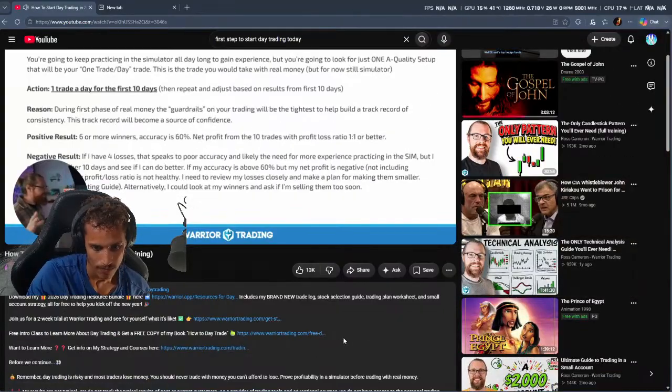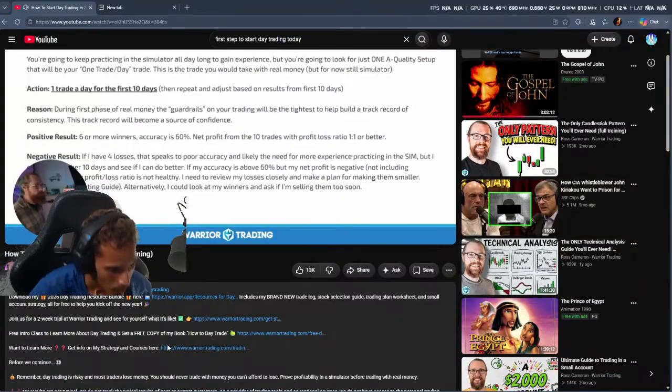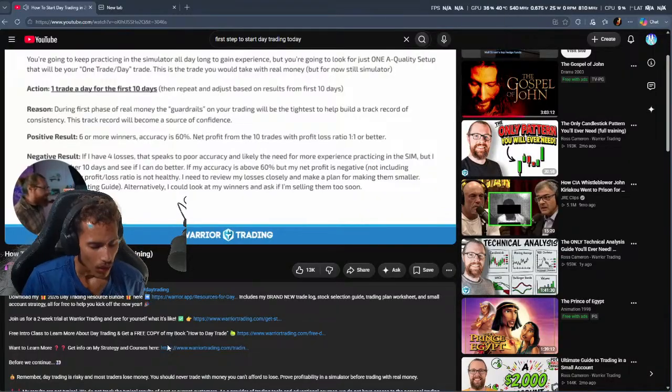Now, the idea here is that by taking just one trade, we're keeping the guardrails on. Your quality standard is going to be very high. You're not going to take anything that's not phenomenal. Now, track this one trade a day over the course of 10 days. And if you're green in total over the 10 trades, number one, congratulations. That's phenomenal. Number two, it means you're ready to transition to real money.